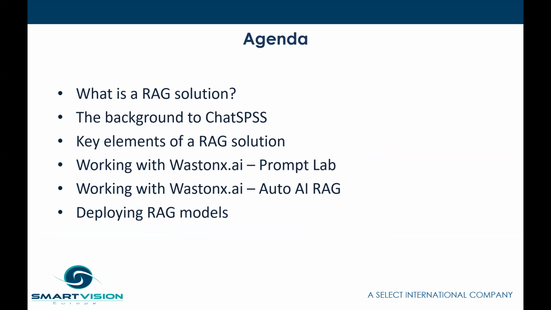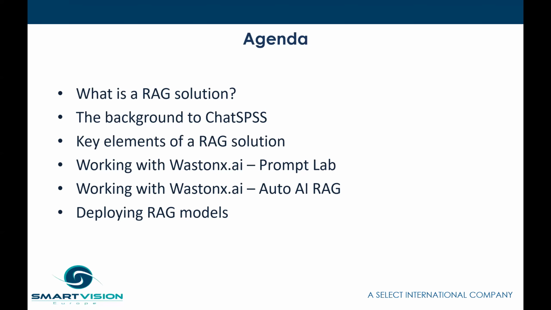Okay, with that in mind, let's just talk about the agenda today. First thing we're going to do is talk about RAG, what we mean by RAG, or retrieval augmented generative AI, and what that means. And we're going to talk about our own little RAG project, called Chat SPSS, the background to how we developed it, and give you a quick demonstration of it. You'll be able to play with it yourself. It is freely available to anybody that's interested in using the software.